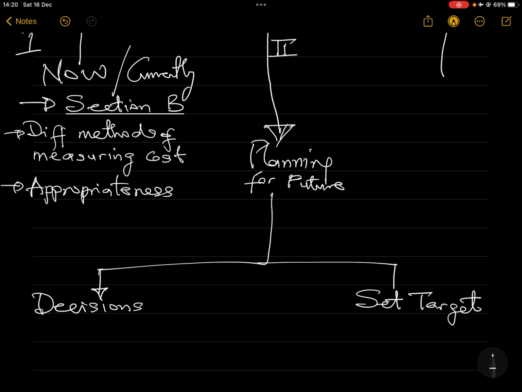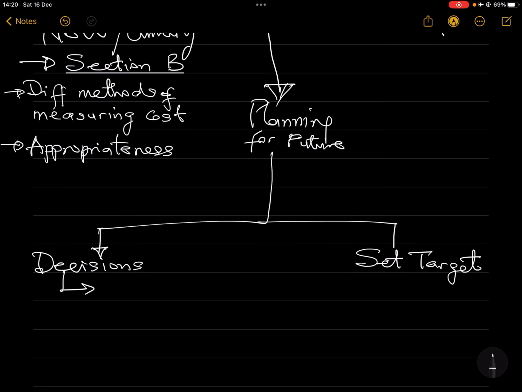And in terms of decisions that will be taken, you'll be asking, are we going to start a new business? Those are examples of the decisions I'm thinking of. Are we going to expand?